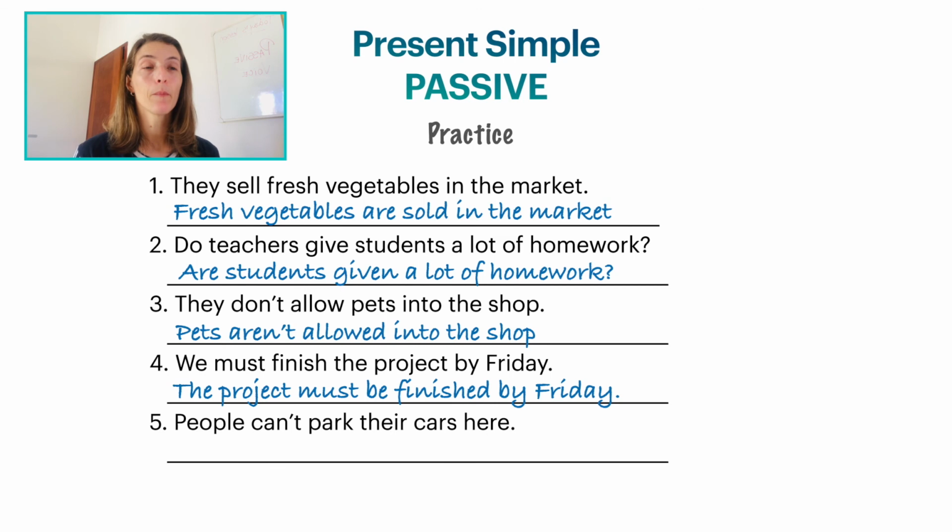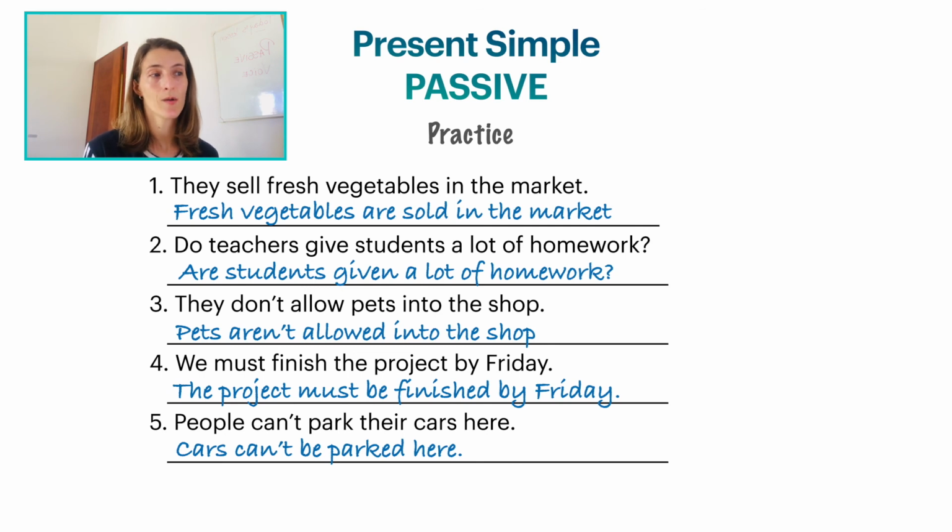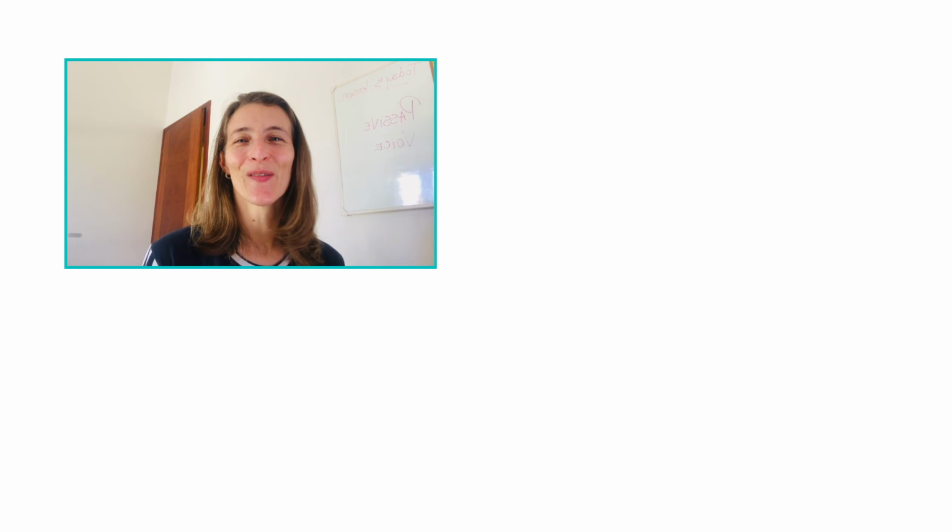Number 5. People can't park their cars here. Okay. Otra vez tenemos un verbo modal. En este caso está en su forma negativa. ¿Sí? Vamos a ver cómo queda. Vamos a empezar con cars. Yes. Cars can't be parked here. Los autos no pueden ser estacionados aquí. Okay? Very good.